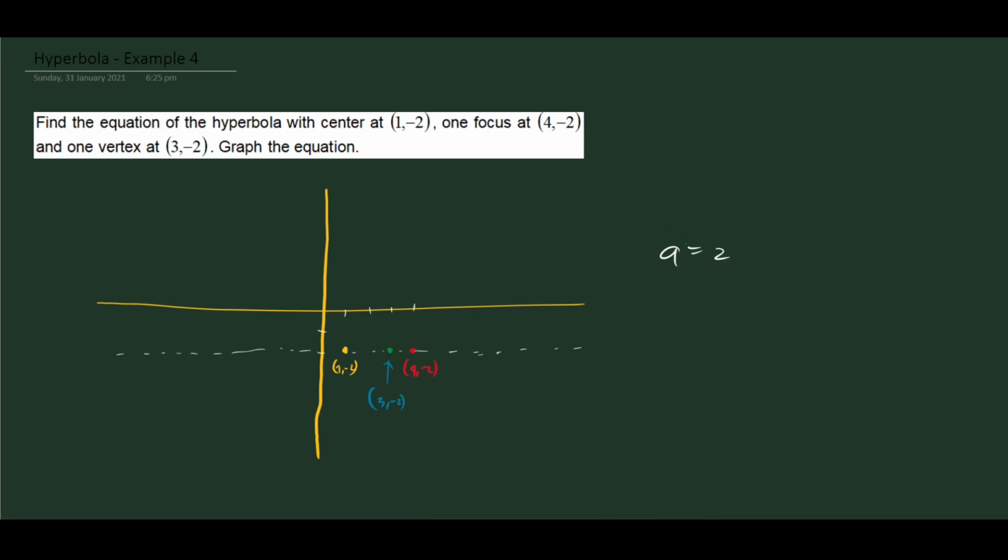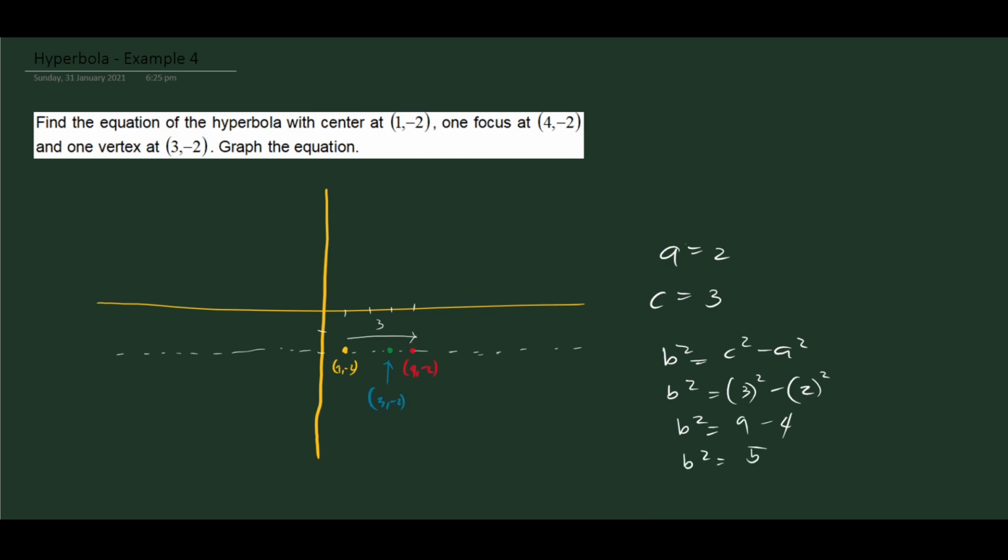So what is our c? C is the distance from the center to one of the foci, right? So actually we have here 4 minus 1, which is equal to 3. So our c is equal to 3. Now we can find b by b squared is equal to c squared minus a squared. So b squared is equal to 3 squared minus 2 squared. Okay, 3 squared, so that is 9 minus 4.